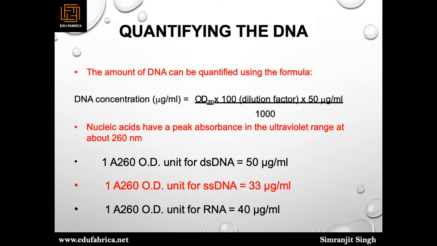And quantifying the DNA: in order to quantify DNA, this is the formula that you use for DNA concentration in microgram per ml as the unit. You take the optical density at 260 nanometer, multiply it with the dilution factor and 50 microgram per ml as the key factor, and divide by 1000. Then you will have three different ranges. If your value is around 50, that means it's double stranded DNA. If it is single stranded, it is 33 microgram per ml. If it is RNA, then it's 40 microgram per ml.